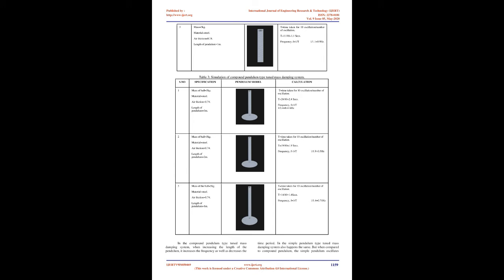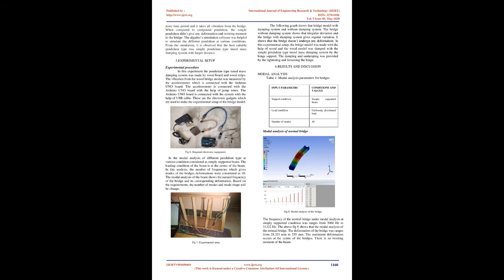5. Experimental setup. Experimental procedure. In this experiment, the pendulum type tuned mass damping system was made with wood board and wood strips. The vibration from the wood bridge model was measured by the accelerometer, which is connected with the Arduino Uno board with the help of jump wires. The Arduino Uno board is connected with the system with the help of a USB cable. These are the electronic gadgets used to make the experimental setup of the bridge model.